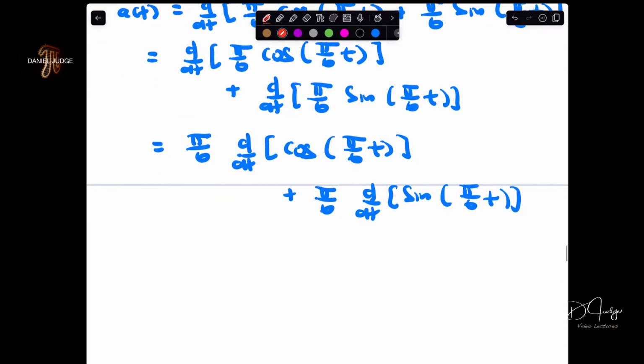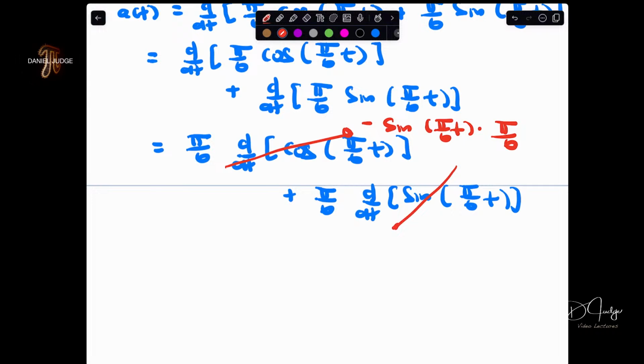Okay, so let's do these derivatives now. I'm going to say derivative of cosine is minus sine pi over 6t times your chain, which I'm just going to say is pi over 6. By now, you guys should be good with that. Derivative of sine is cosine pi over 6t times the pi over 6.